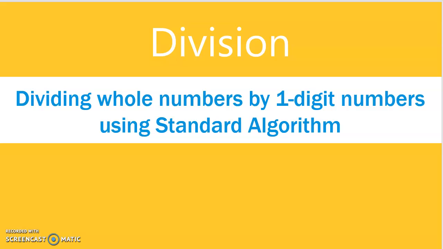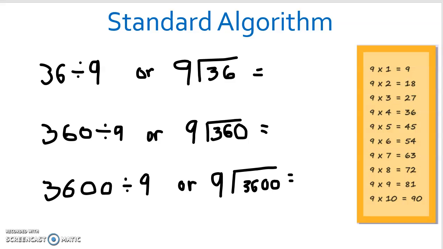This week, we'll be learning how to divide whole numbers by one-digit numbers using the standard algorithm. If you notice on my screen, I have written out some division problems for you. We have 36 divided by 9, 360 divided by 9, 3,600 divided by 9. I also show you a different way that you can represent the division problem. It is read the same way, except that the bigger number is inside of the symbol. So 36 divided by 9, 360 divided by 9, 3,600 divided by 9.